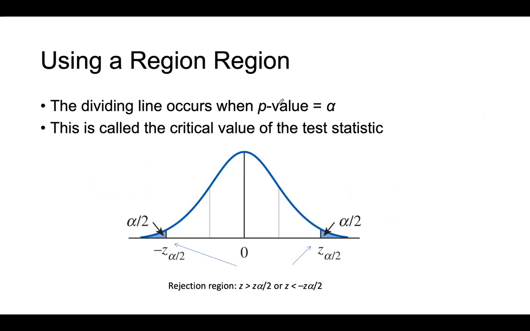So the dividing line occurs when the p-value equals alpha, and this is called the critical value of the test statistic. Remember, this is your 1 minus alpha, and then you have alpha divided by 2 and alpha divided by 2 if this is a two-tailed test. So we can calculate this dividing rejection region here and here, depending on what your alpha is. So it'll be alpha divided by 2, and look up these Z's in the table to find the rejection regions at this particular alpha.